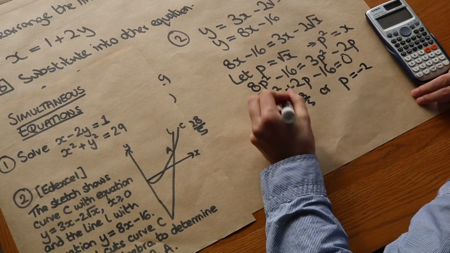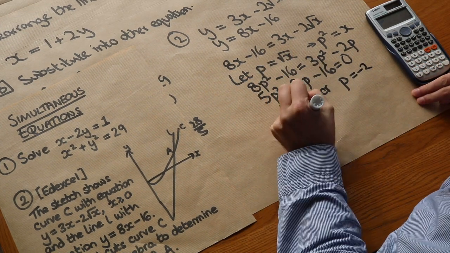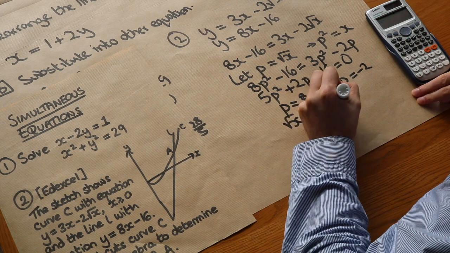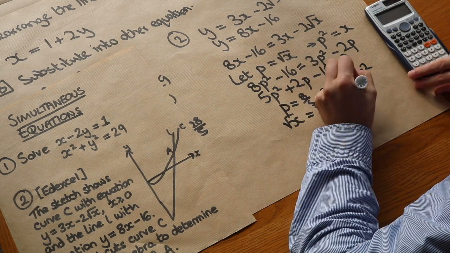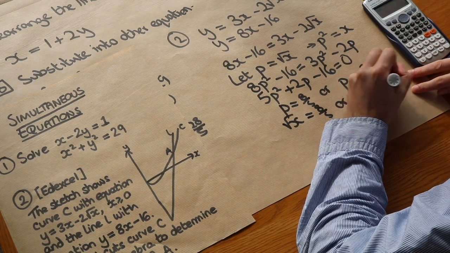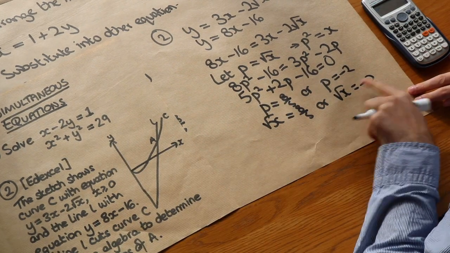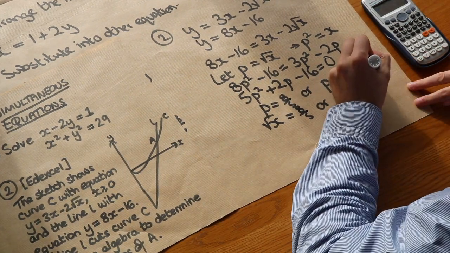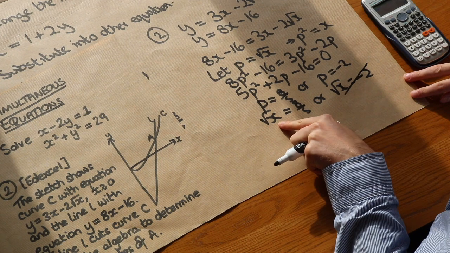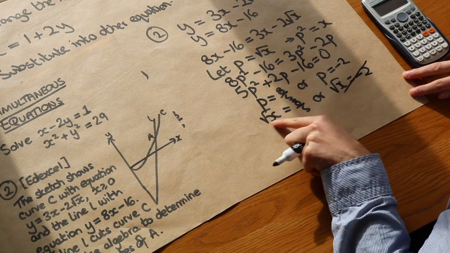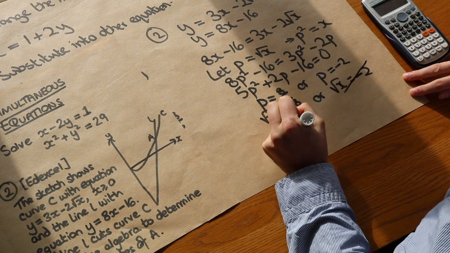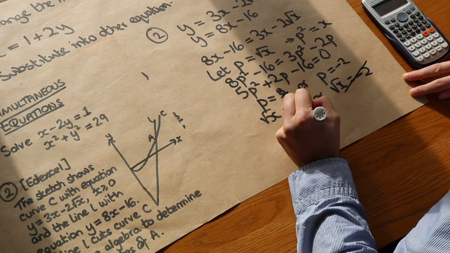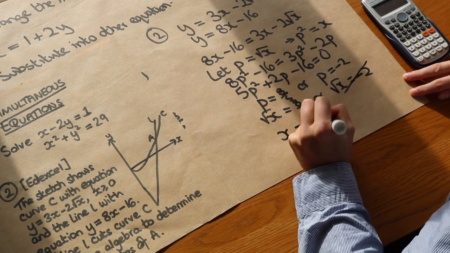But we said that p was root x. So either root x is 8 over 5, or root x is equal to minus 2. Now, when you square root a number, you can't possibly get a negative number, so that we can rule out. But if root x is 8 over 5, well, we can square both sides to find x. So x is equal to that squared, which is 64 over 25.